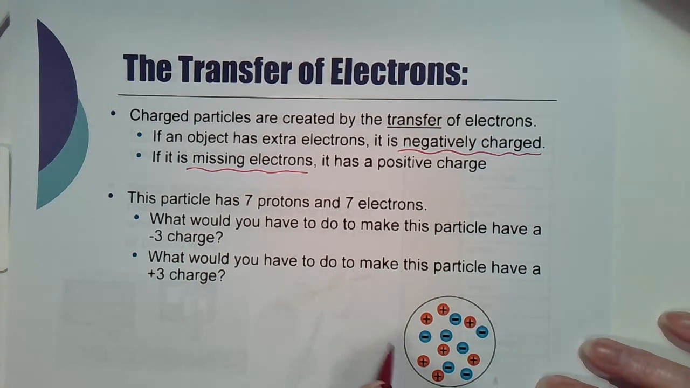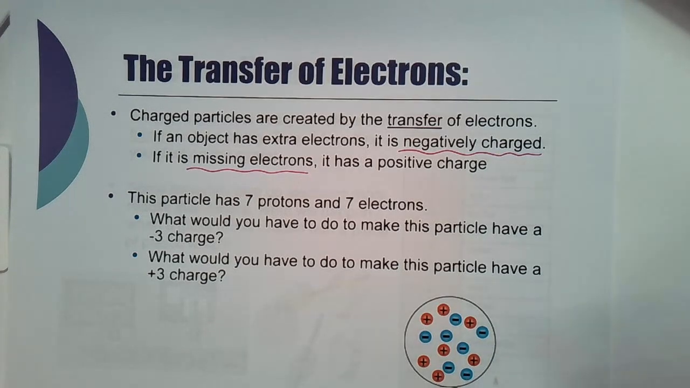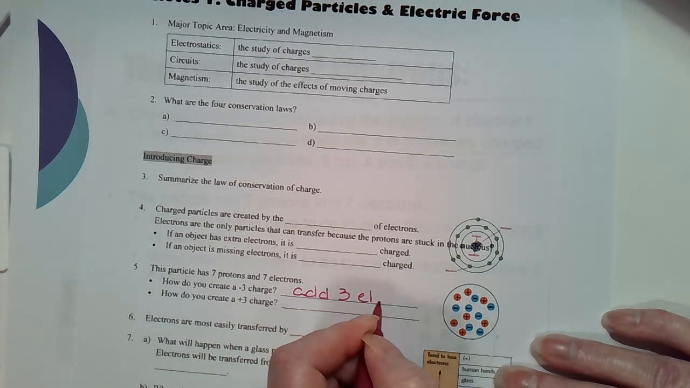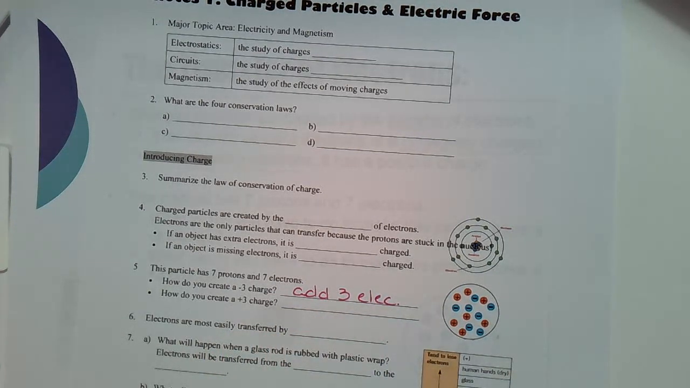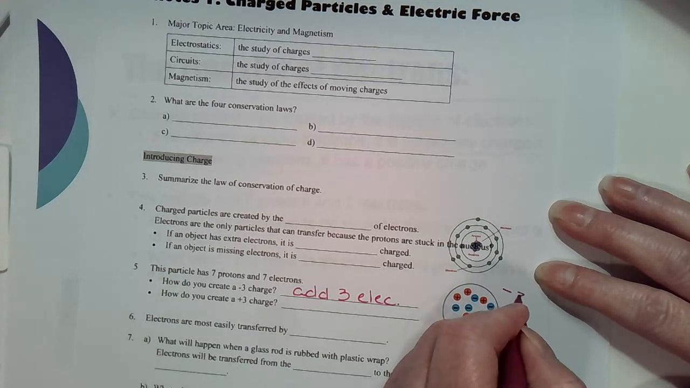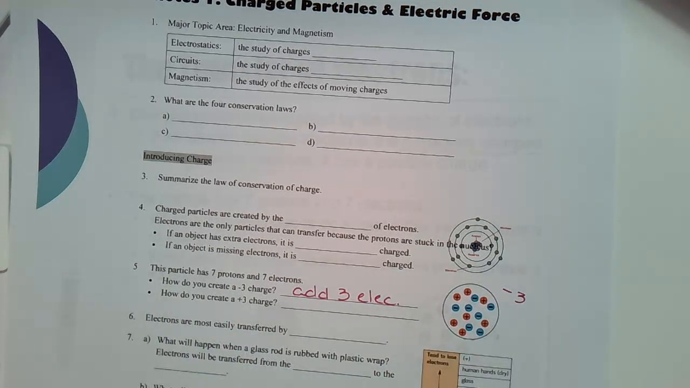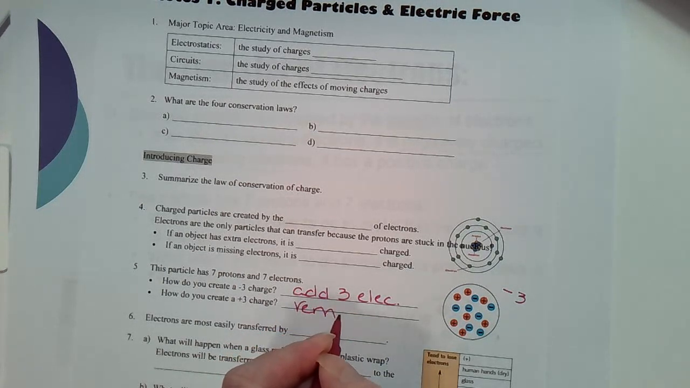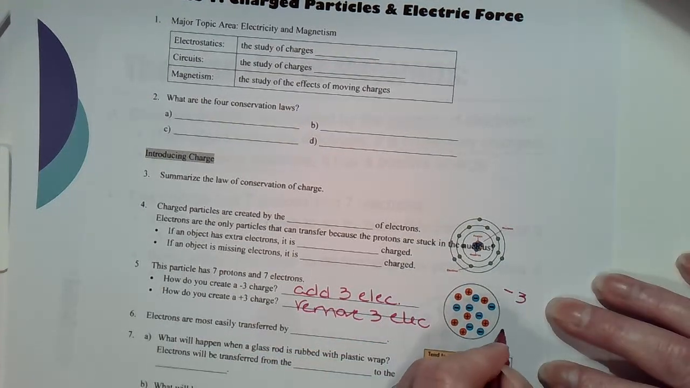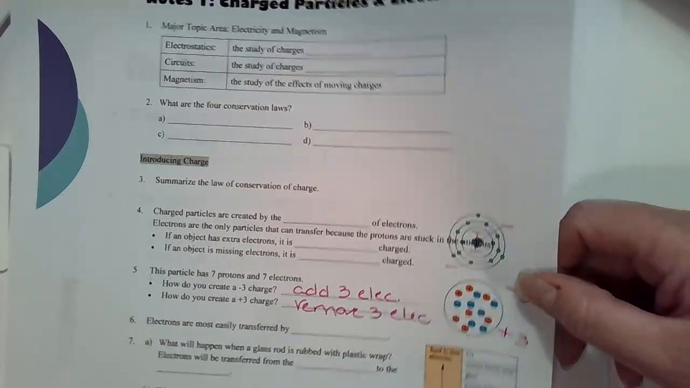So quite simply, I'm going to have to add 3 electrons to it. We haven't talked about how we're going to do that, but that's what I would need to do. And then if I did that, I'd have 3 extra negative charges, and then we could say that this has a charge of -3. How would we create a positive 3 charge? We would have to remove 3 electrons. If we took 3 electrons away, then it's going to have a positive 3 charge.